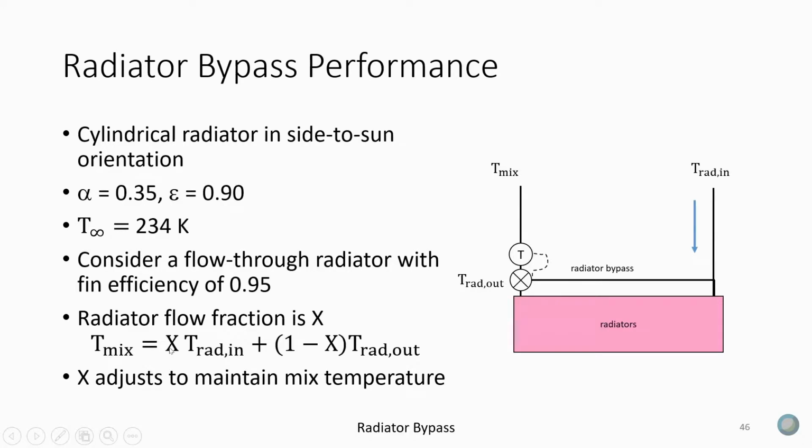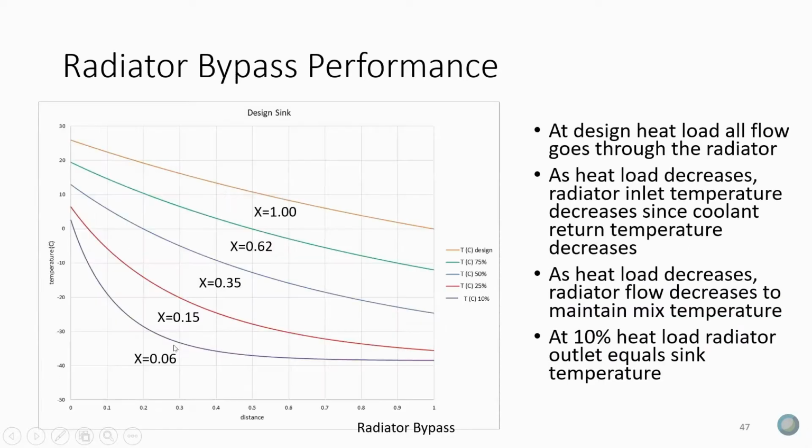And what's going to happen is this bypass fraction is going to be adjusted just to maintain the mixed temperature. But it's this bypass fraction that we're going to look at. So how much flow gets bypassed through the radiator, how much is actually going through. So at the design heat load, and if I just look at the distance through the radiator, what is my temperature of the fluid as I go through the radiator? And this is from a very simple Excel model, but it does show what we want to show.